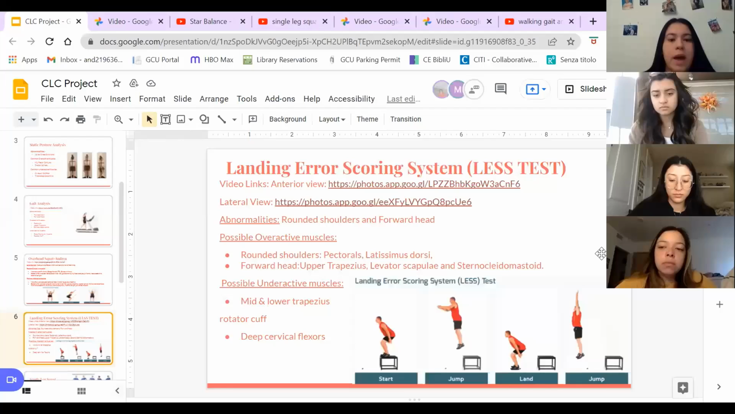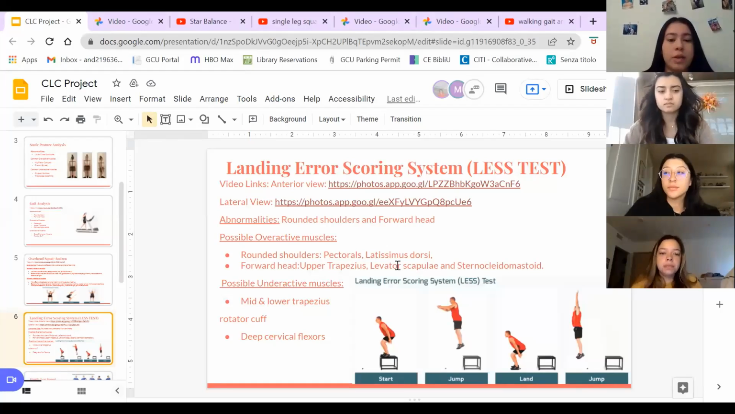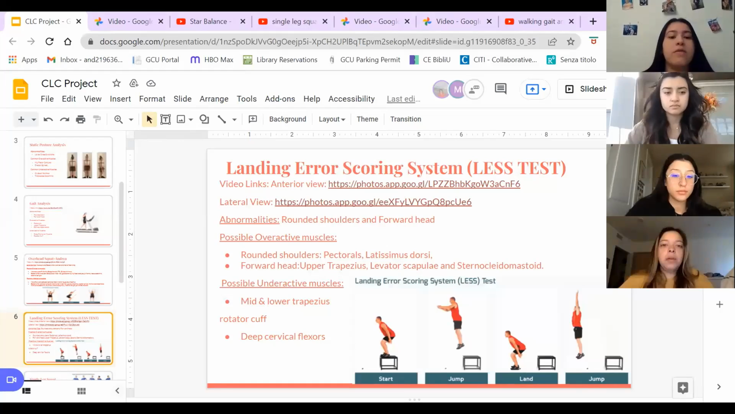the abnormalities are around the shoulders and forward head lean, which also come from not bending the knees too much. Possible overactive muscles for the rounded shoulders would be the pectoralis and latissimus dorsi, whereas the forward head lean overactive muscles would be the trapezius, levator scapulae, and the sternocleidomastoid. I think so, sorry, guys.